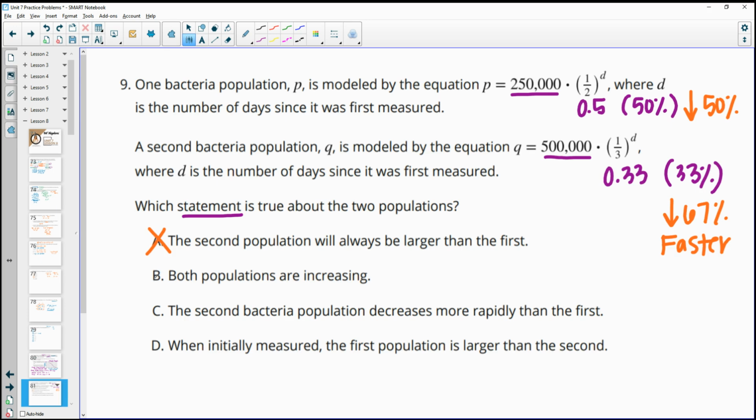B says that both populations are increasing, which is false, because their growth factors are less than 1. C says the second bacteria population decreases more rapidly than the first, which is true. We just talked about that. The second one is decreasing faster than the first, because it's decreasing 67% versus the first one at 50%. So then that means D has to be false, but we can just make sure. So when initially measured, the first population is larger. Well, 250,000 is not larger. So D is definitely false.